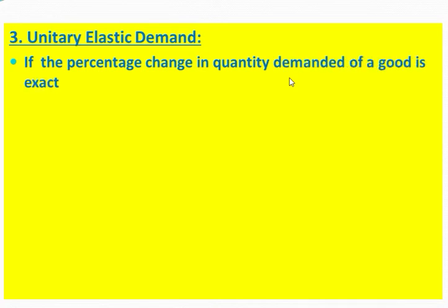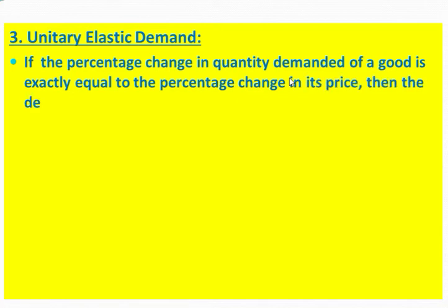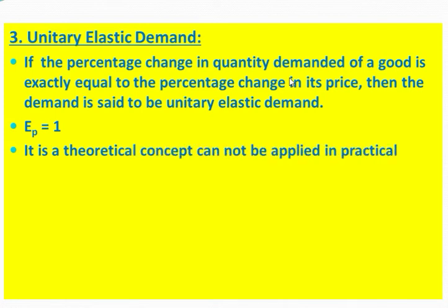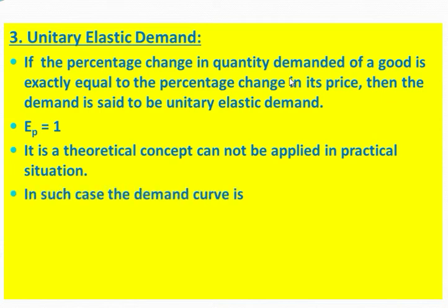Now the third one is unitary elastic demand. If the percentage change in quantity demanded of a good is exactly equal to the percentage change in its price, then the demand is said to be unitary elastic, where EP is equal to 1. It is a theoretical concept that cannot be applied in practical situations. In such a case, the demand curve is uniformly sloped.